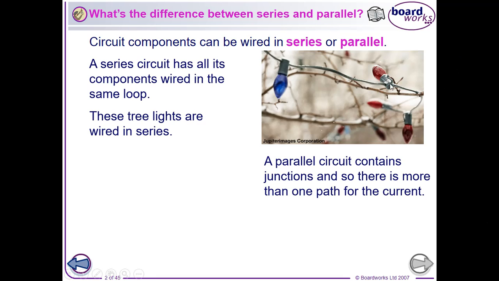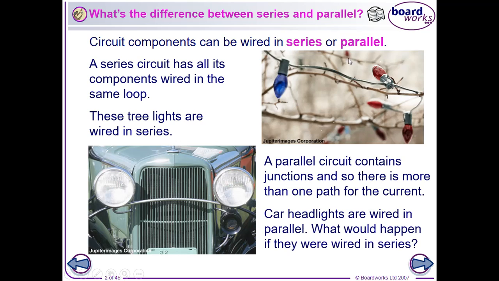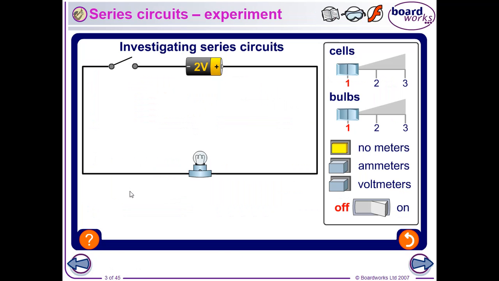Typical series circuit are the lights on Christmas trees. In the olden days, if one of these lights were to go out, all of them would go out. A parallel circuit has junctions. So for example, a typical one here is the car headlights. If one of the headlights stops working, the other one carries on working. If it wasn't connected like this, if one of the headlights were to break, the other one would break as well. You'd be in trouble because you wouldn't be able to see where you're going with the car.